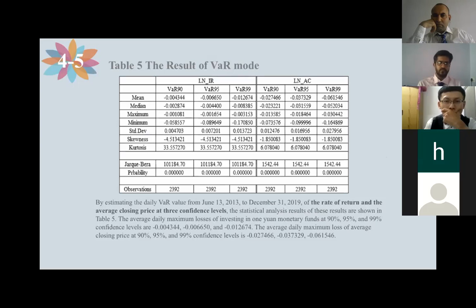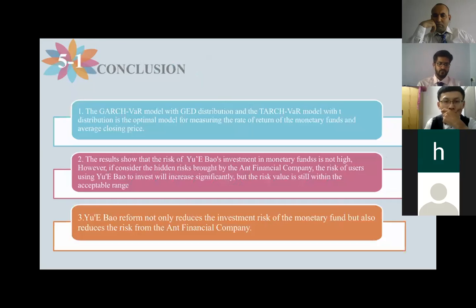From those results, we can draw some conclusions. The first conclusion: the GARCH VaR model with GED distribution and the TARCH VaR model with the T distribution are the optimal models to measure the rate of return of money funds and the average closing price. The second is that the results show the risk of Yuebao's investment in monetary funds is not high. However, considering the hidden risk brought by the Ant Financial Corporation, the risk of users investing through Yuebao will increase significantly, but the risk level is still within the acceptable range.